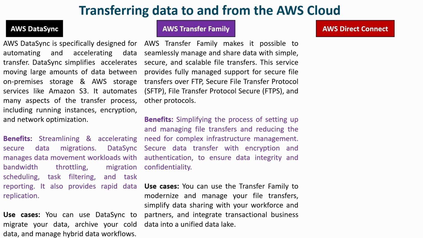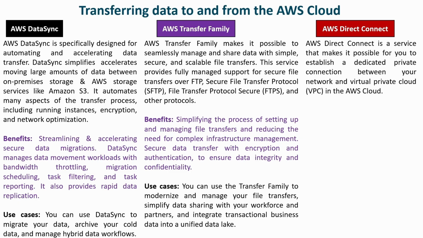AWS Direct Connect is a service that makes it possible for you to establish a dedicated private connection between your network and virtual private cloud in the AWS Cloud.